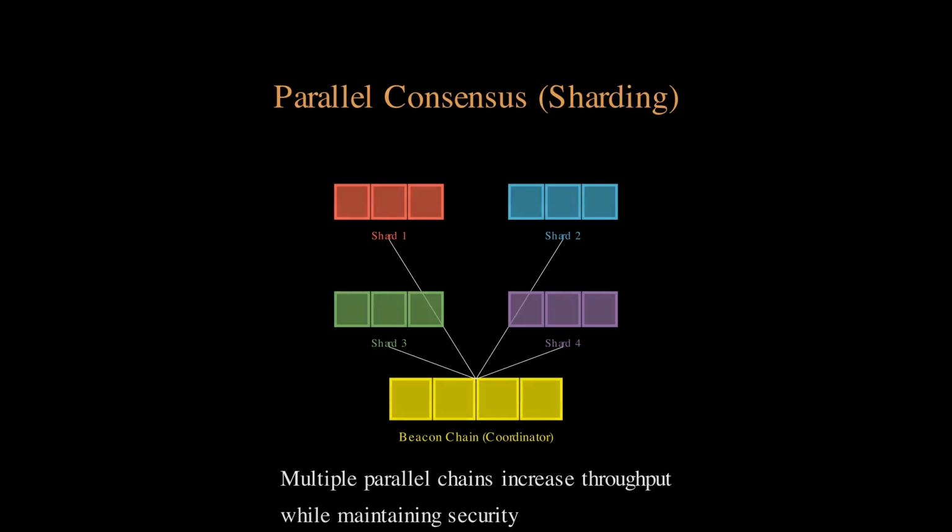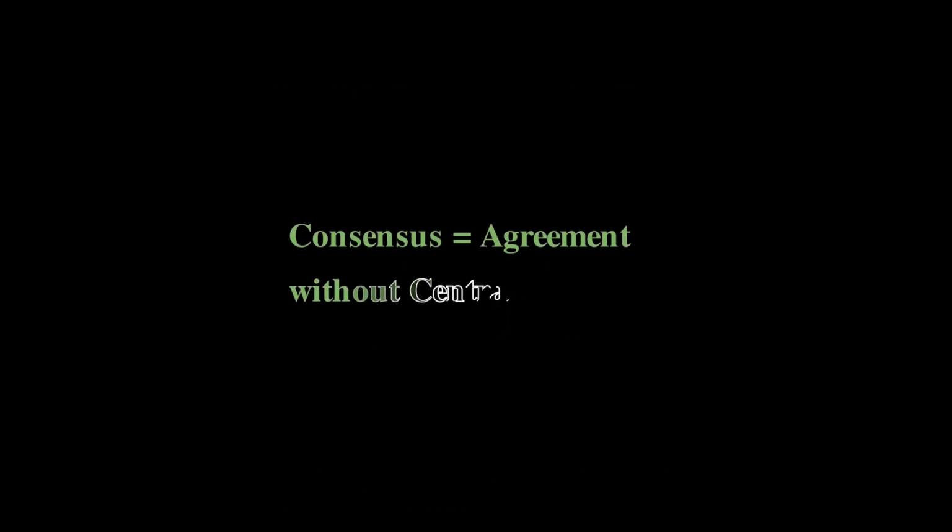So there you have it. Consensus is fundamentally about achieving agreement without having to trust any central authority. It's about mathematical and economic guarantees instead of institutional trust. Let's recap the key insights.